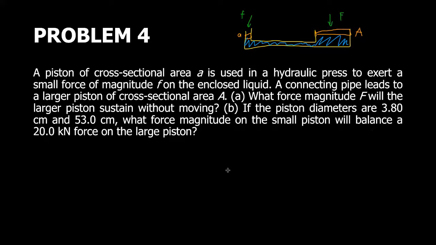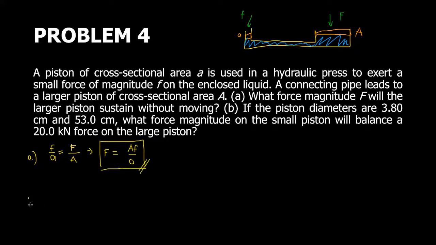So first, what force magnitude F of the larger piston will sustain that thing? So for letter A, mangyayari dito is we're just gonna use the Pascal's principle. So we have small f over small a equal to big F over big A. We're just finding the magnitude of F by isolating big F. So big F is equal to big A small f over small a. So that's literally it for the first part of this.